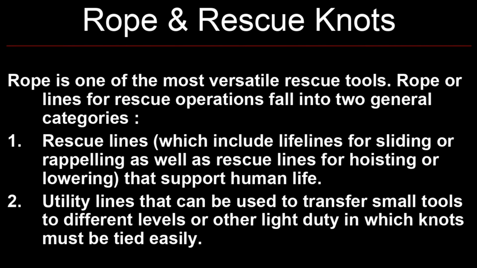Rope rescue knots. Rope is one of the most versatile rescue tools. Rope or lines for rescue operations fall into two general categories. 1. Rescue lines, which include lifelines for sliding or rappelling as well as rescue lines for hoisting or lowering, that support human life. 2. Utility lines that can be used to transfer small tools to different levels or other light duty in which knots must be tied easily.